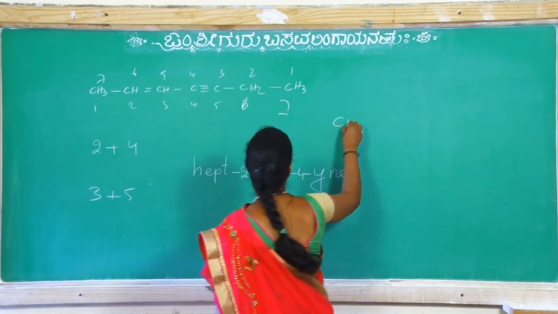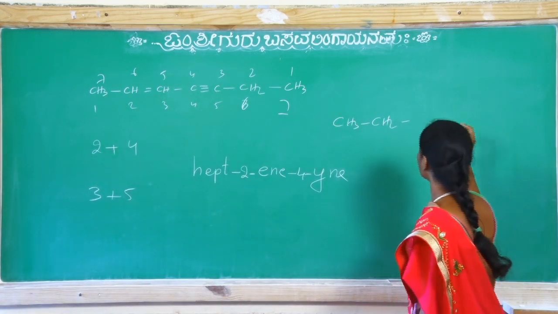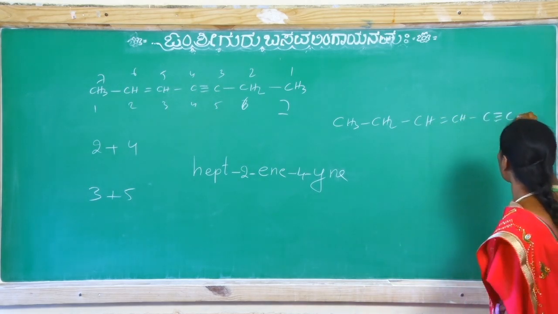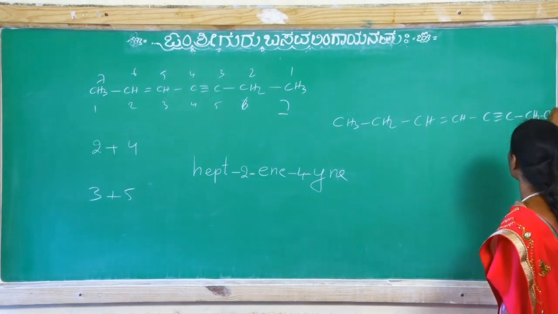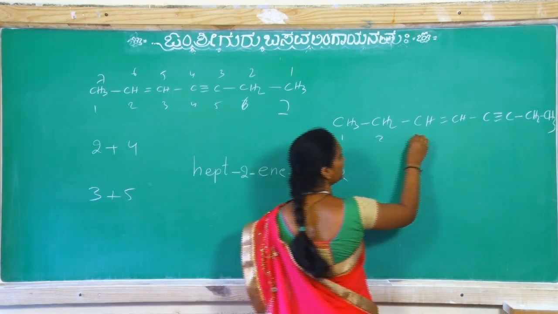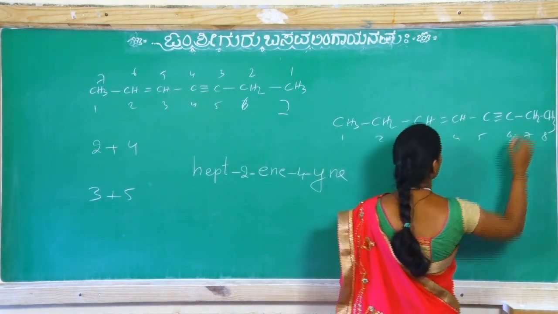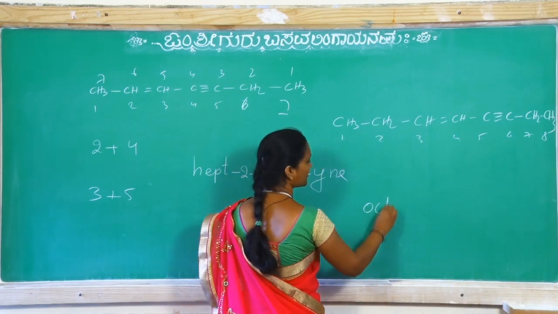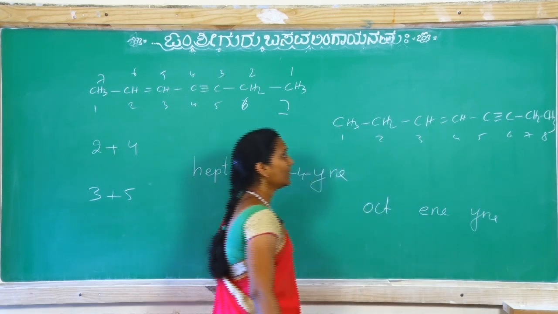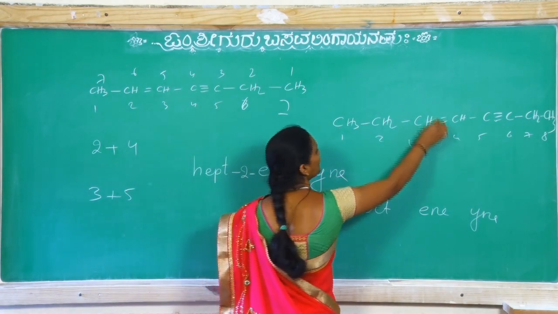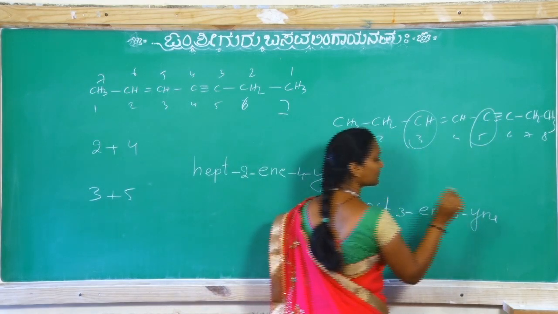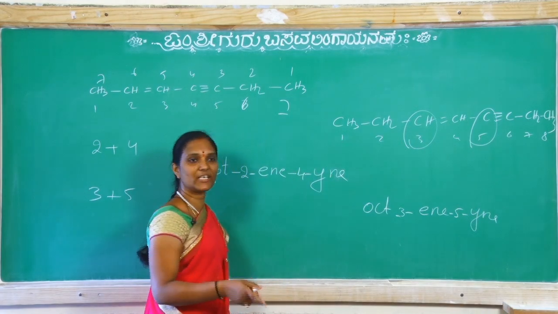Now given is CH3, CH2, CH double bond CH, C triple bond C, CH2, CH3. Like this, one compound is given. 1, 2, 3, 4, 5, 6, 7, 8. Eight carbons, oct. First write ene, then yne. Now the position of ene is 3, the position of yne is 5. Okay. Name: oct-3-ene-5-yne.